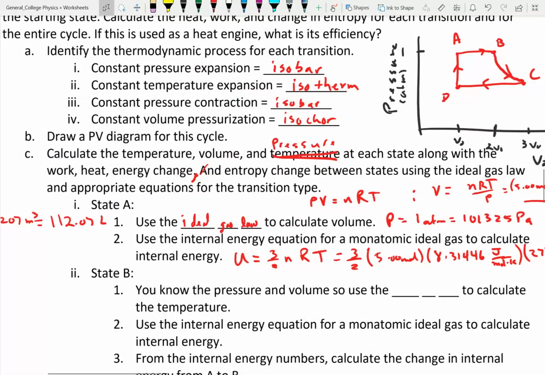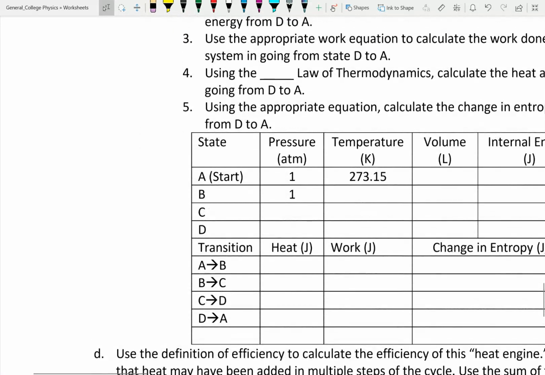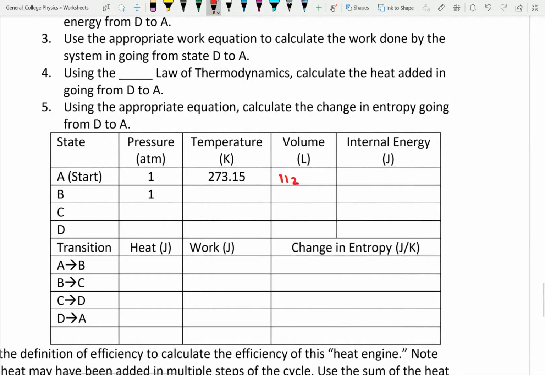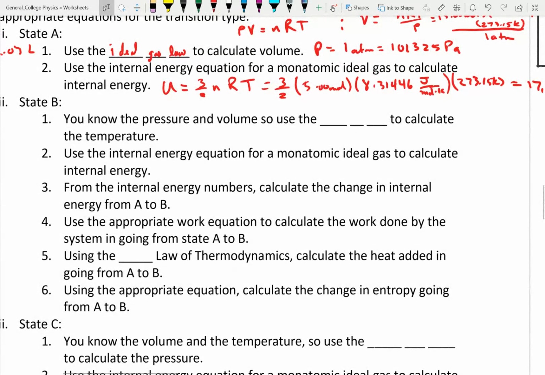So there I have the information for state A. So let me go ahead and put that in my table right now. 112.07 liters and 17,033 joules. Now we have the transition from A to B. And so the first thing I'm going to do is, I know the pressure and volume. I know the volume because I know it's doubled. So use, again, the ideal gas law to calculate the temperature. So I'm going to have, now remember, PV equals nRT.